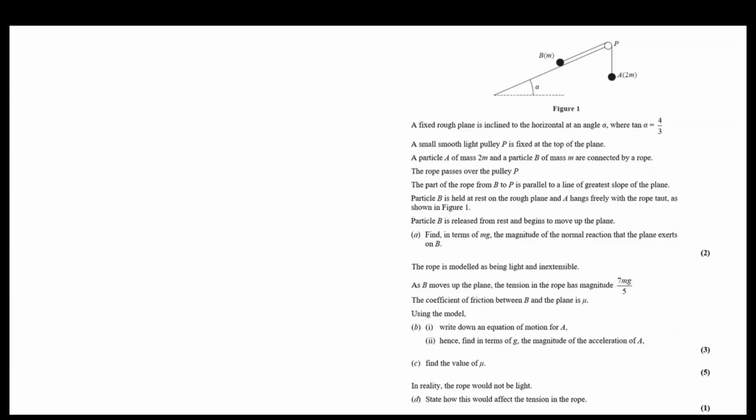Particle B is held at rest on the rough plane, and A hangs freely with the rope taut, as shown in figure 1. Particle B is released from rest and begins to move up the plane.